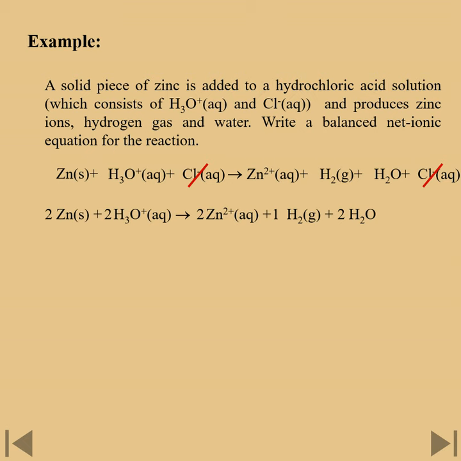Okay, are we good? Well, I see 2 zincs, 6 hydrogens, 2 oxygens, but I also see 2 positives on the left and 4 positives on the right. I can't have that. So what can I do? I can change those zincs back to 1. Our reactions need to be charge balanced as well as atom balanced.